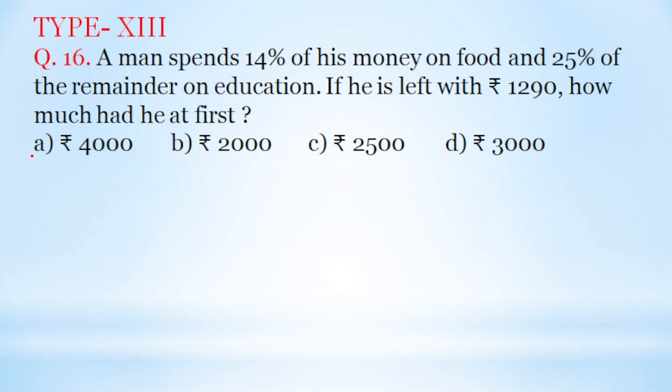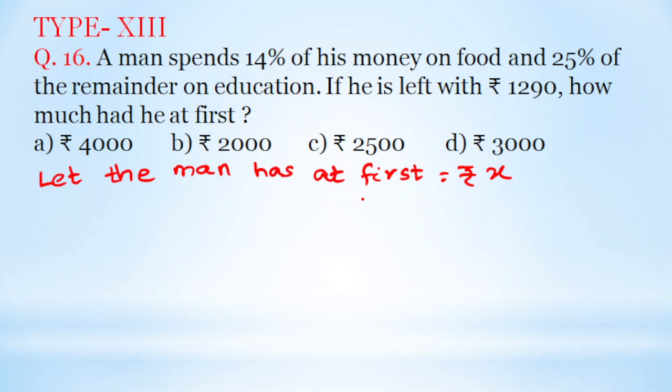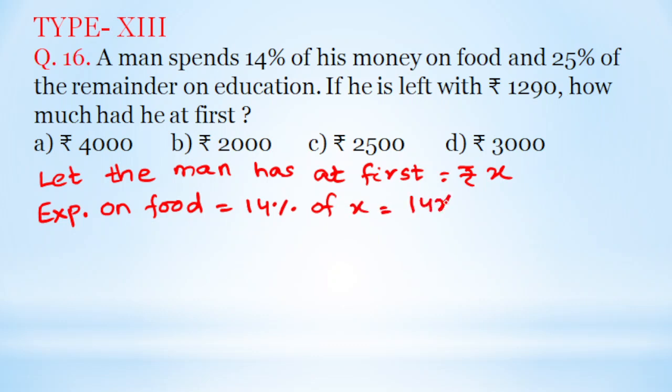Now first the general method. Now let the man have at first rupees X. Now expenditure on food is equal to 14% of X. So that is equal to 14X by 100.